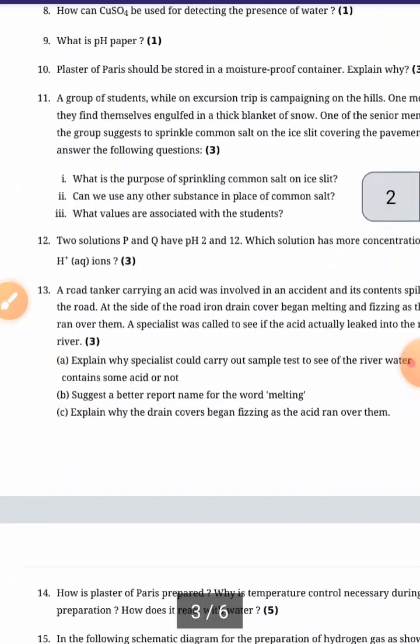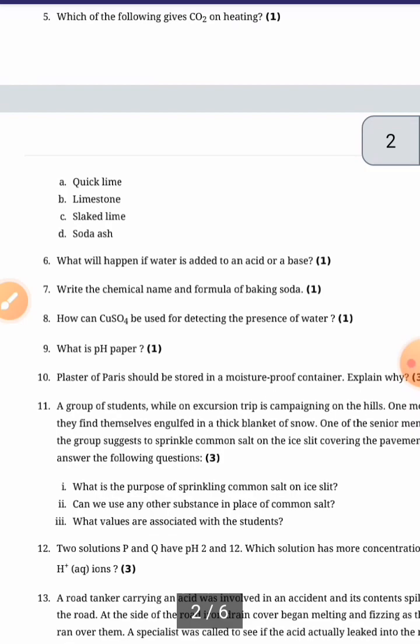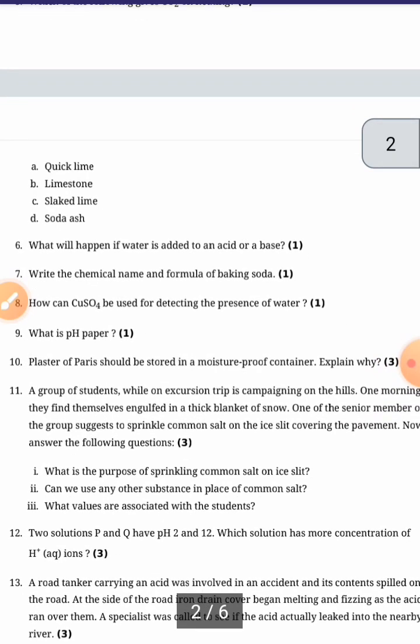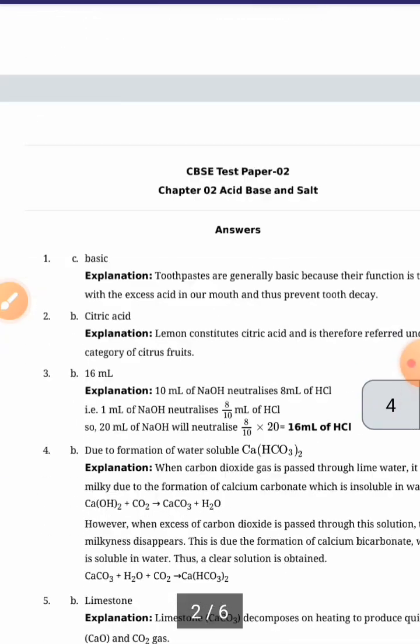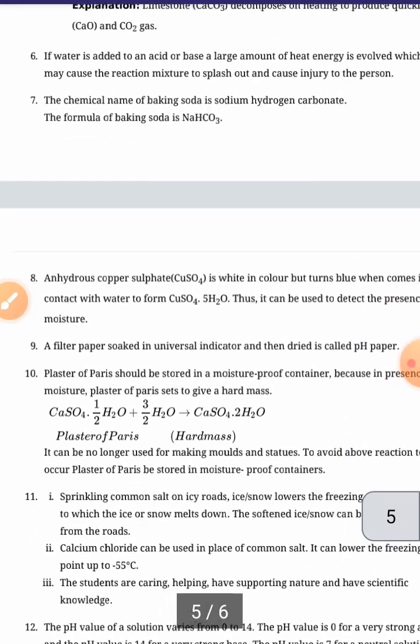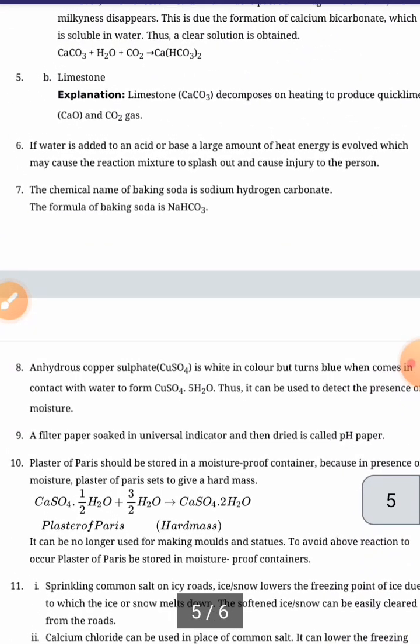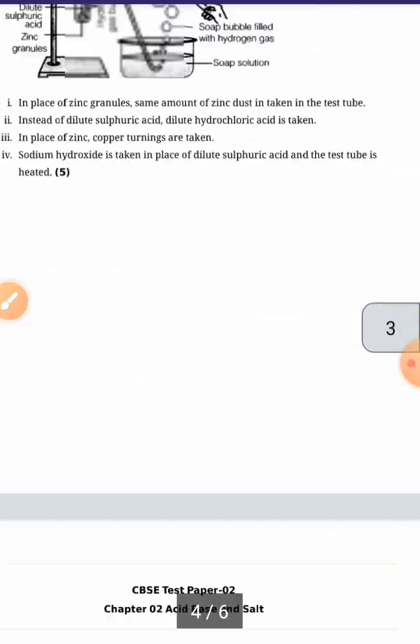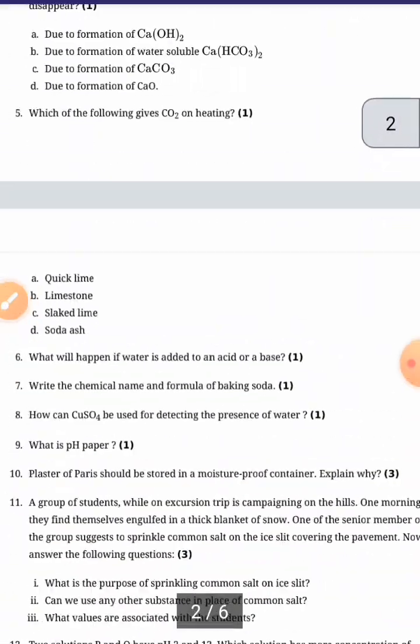Now come to question number 7. Write the chemical name and the formula of baking soda. It's very easy to learn. The chemical name of baking soda is sodium hydrogen carbonate. The formula of baking soda is NaHCO3.